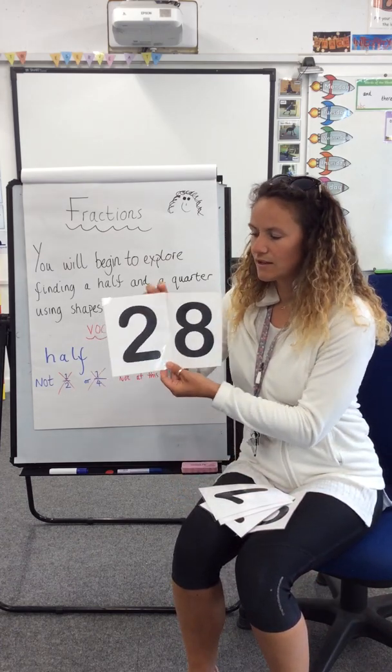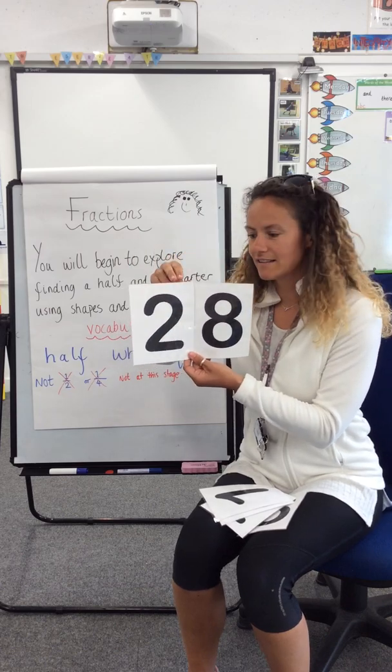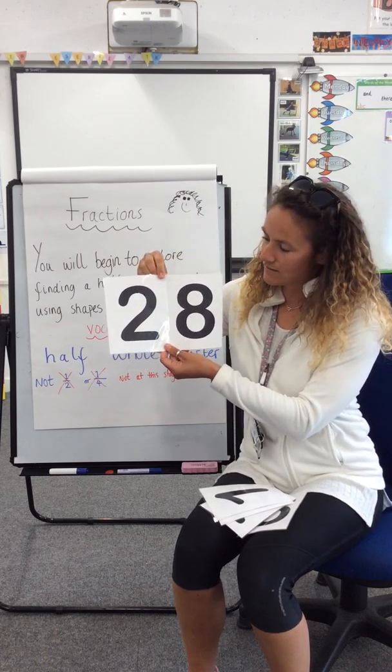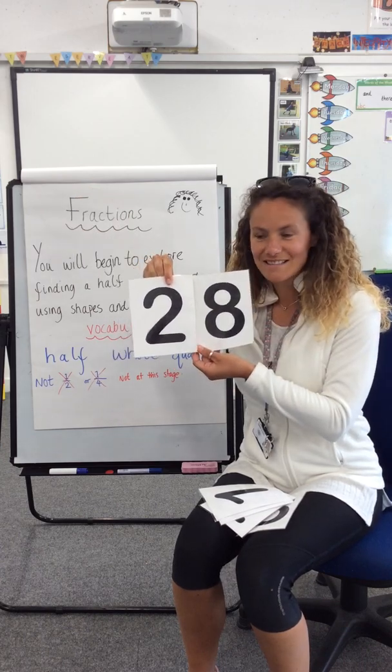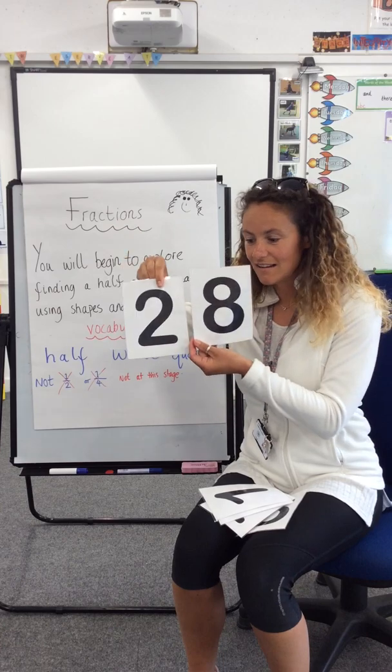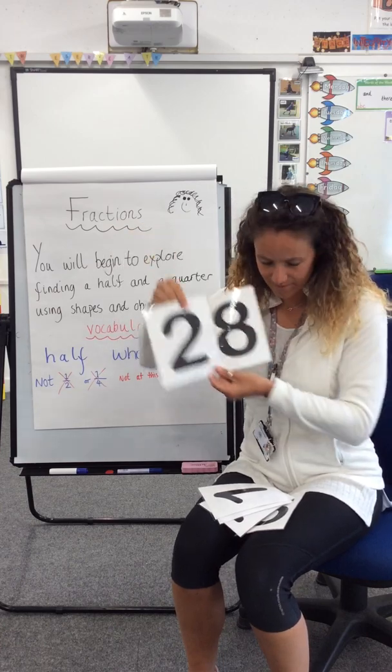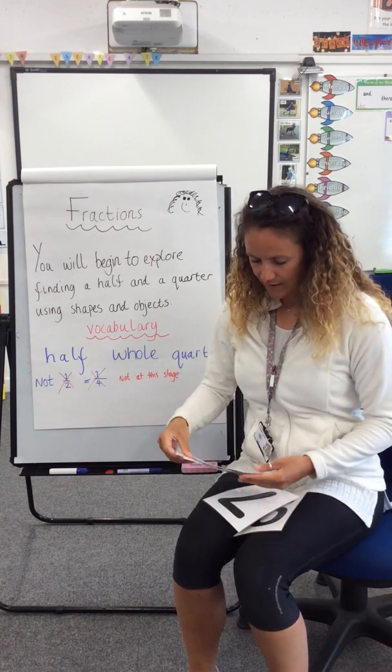It is 28. How many tens and how many ones? 2 tens and 8 ones. 2 tens make 20, 8 ones together 28. Let's go to the next one.